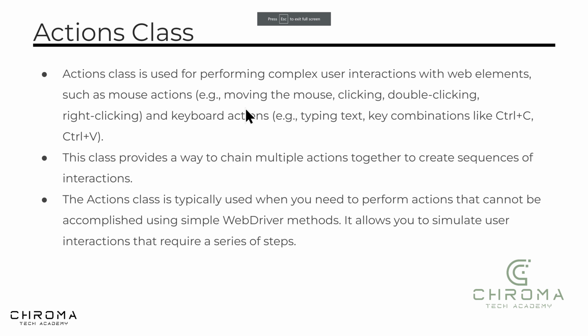Actions class is used for performing complex user interactions with web elements, such as mouse actions, for example, moving the mouse, clicking, double clicking, right clicking, and keyboard actions: typing text, key combinations like Control C, Control V, for example, copy and paste. You can do that as well, and so on. These are scenarios that can be tested for certain applications. In short, Actions class is used to perform mouse and keyboard operations.